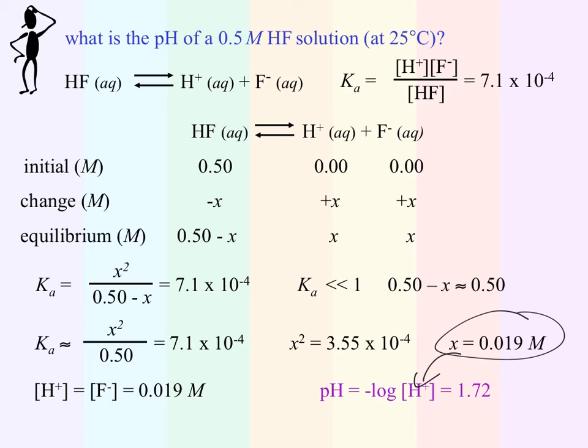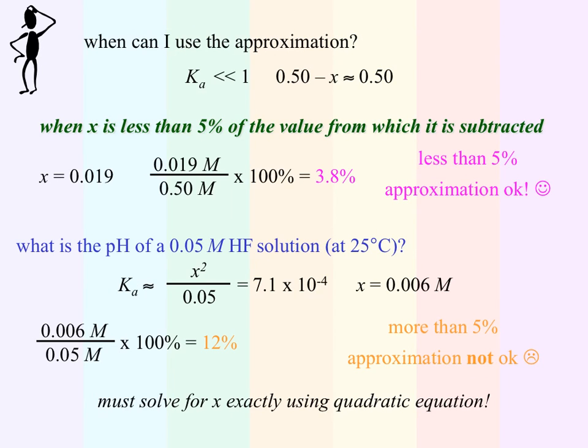Now we need to make sure that the approximation method that we chose is appropriate. So we're going to go ahead and do that on this next slide. Remember, we can try to use the approximation method when our Ka values are really small. It is appropriate to use that when x is less than 5% of the value from which it would have been subtracted. We know that from the previous example we had 0.50 minus x. So if the value for x that we solve for is less than 5% of 0.50, then we know that the approximation was okay.